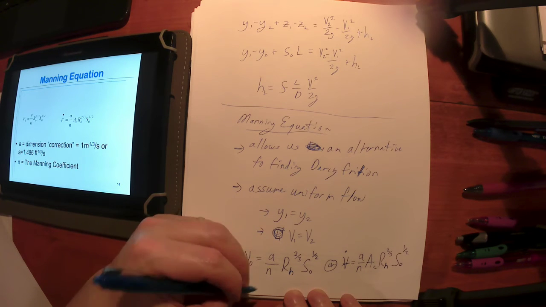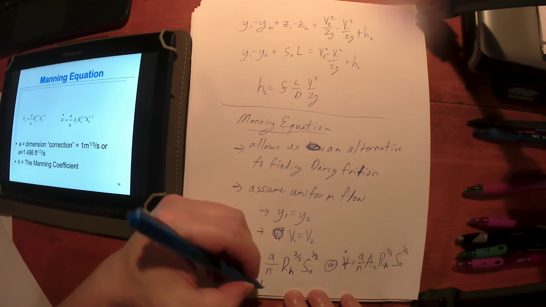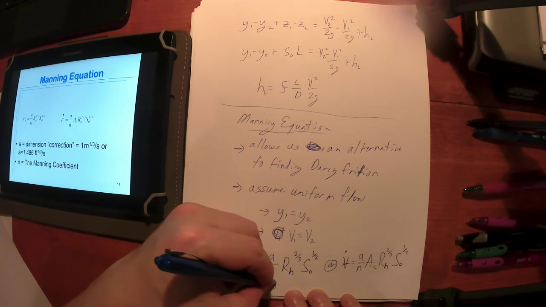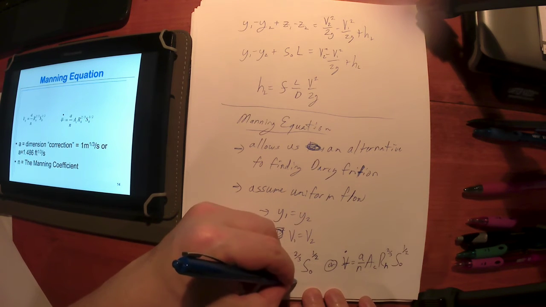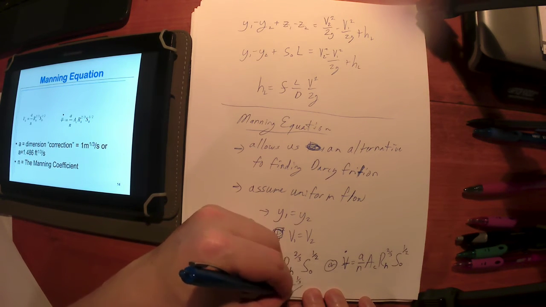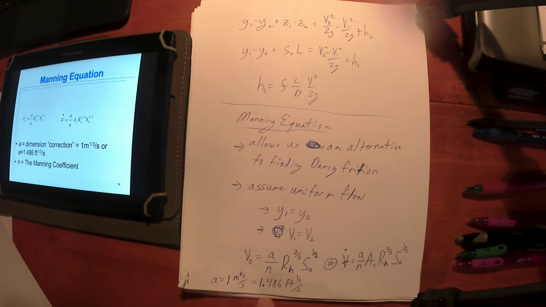Anyway, in the English set, that ends up being 1.486 feet to the 1/3 power per second. How do we get that? Well, we'll take whatever 1 meter is in feet, like 3.2 something. Take the third root of whatever meter to feet is, take the third root of the number, and that'll give you this, I'm betting. You can double check that.